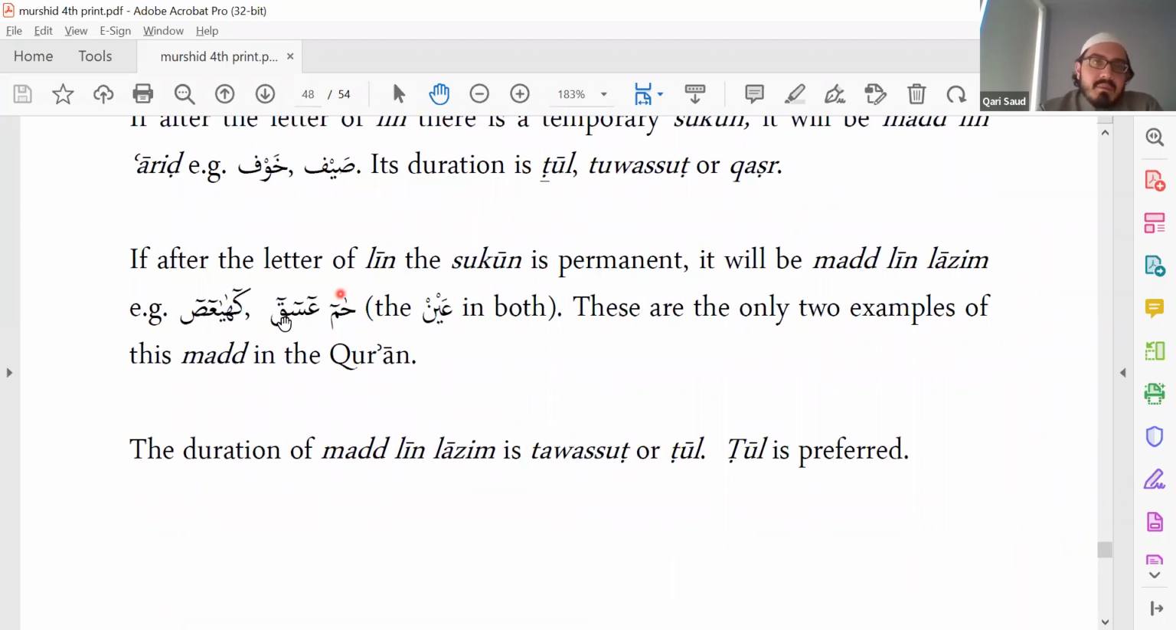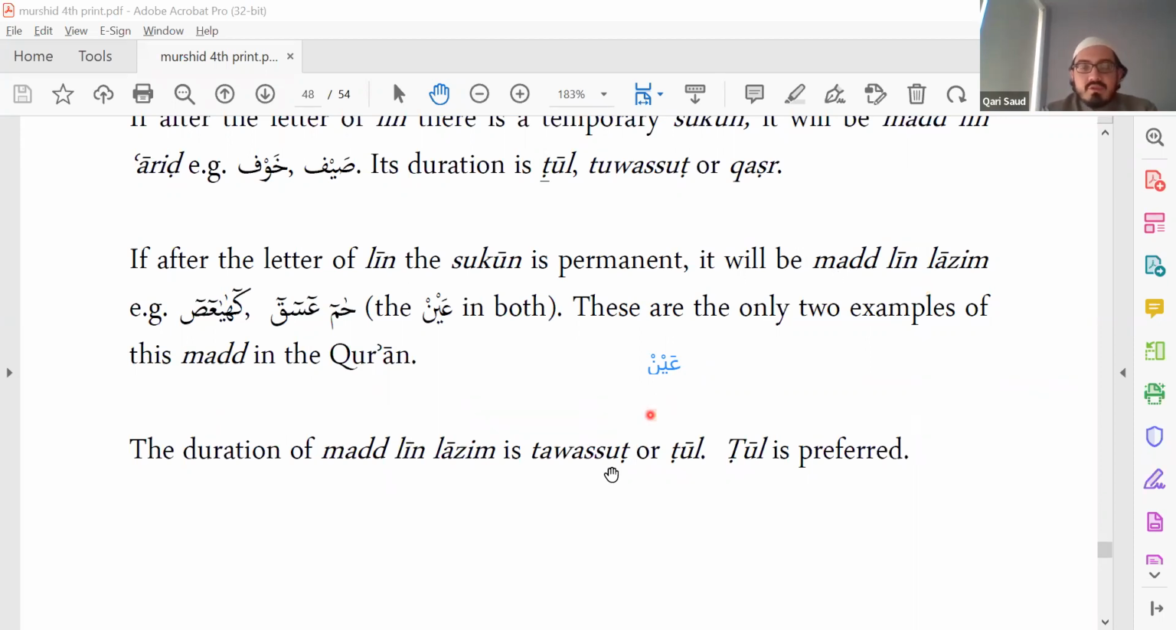Why? Look here, ha mim, ayn sin qaf, and kaf ha ya ayn sad. So here the ayn, right, the sukoon is always there. Ayn is like this, right? Ayn. So this is mad lin. Why? Because there's a ya with a sukoon, and before it there's a fatha, ay. But the noon here has a sukoon and it's permanent. You don't say ayna or aynu or ayni or aynun, right? It's always ayn. So therefore it's mad lin lazim.